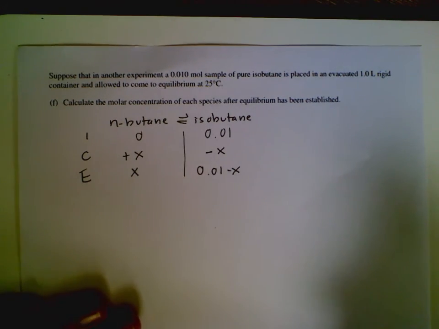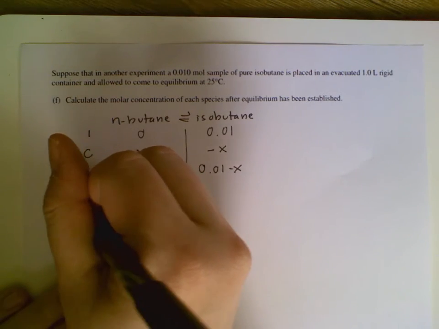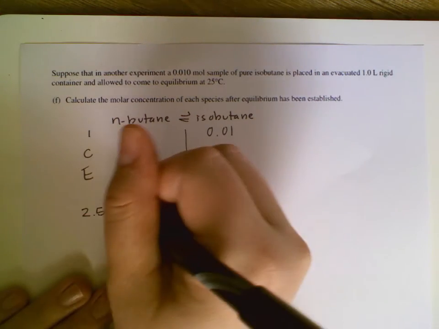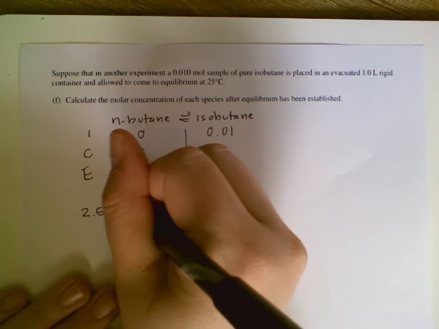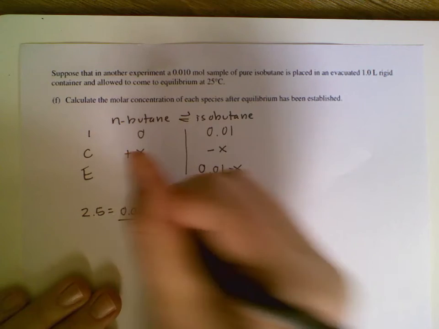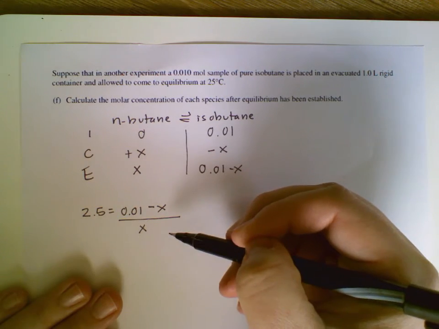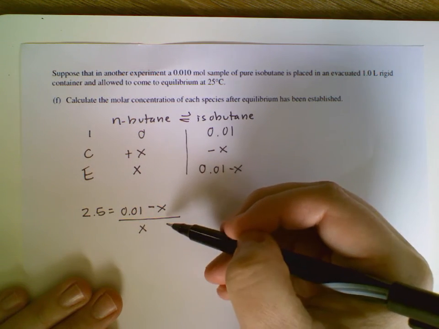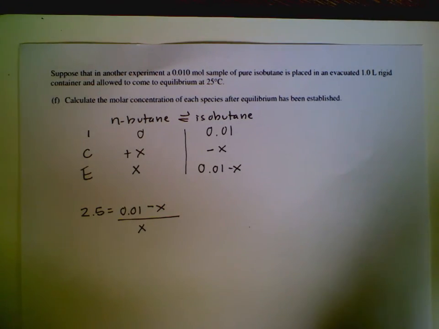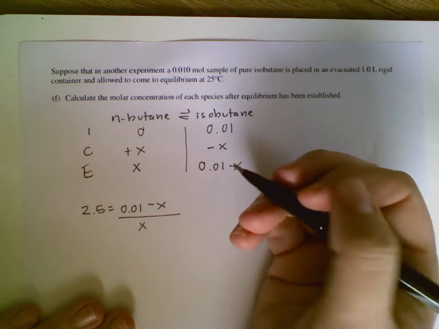And what we're going to do now is we're going to do the same thing we did before. We're going to put that into our equilibrium expression. 2.5 is equal to 0.01 minus X over X. All right, so it's the same setup, products over reactants, but we have different stuff in here. And you say to yourself, how is this possible that this is going to work out the same? This is where equilibrium is magical.